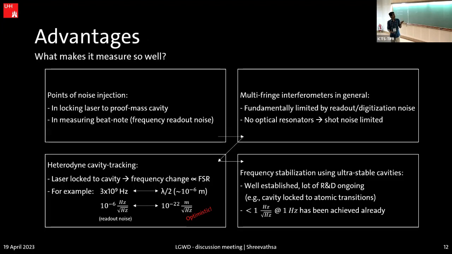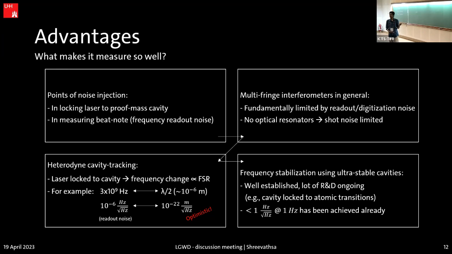So the points of noise injection in this system are in locking the laser to the proof mass cavity. How well we lock depends upon how well we can measure, also in measuring the frequency readout or measuring the beat note. If we do these two well enough, we are good to go.